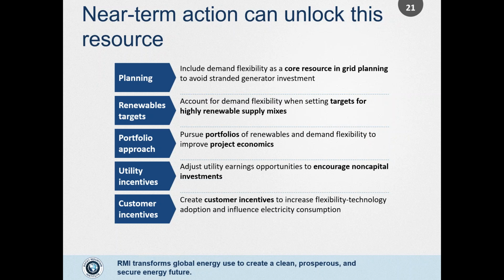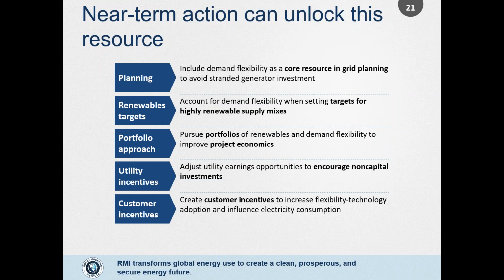Utility incentives are very important. Utilities need to have opportunities to make earnings off of non-capital investments, which demand flexibility would consist of. Performance-based regulation, for example, is one way to perhaps provide an incentive for utilities, but we want them to be able to see this as an opportunity and investment choice.